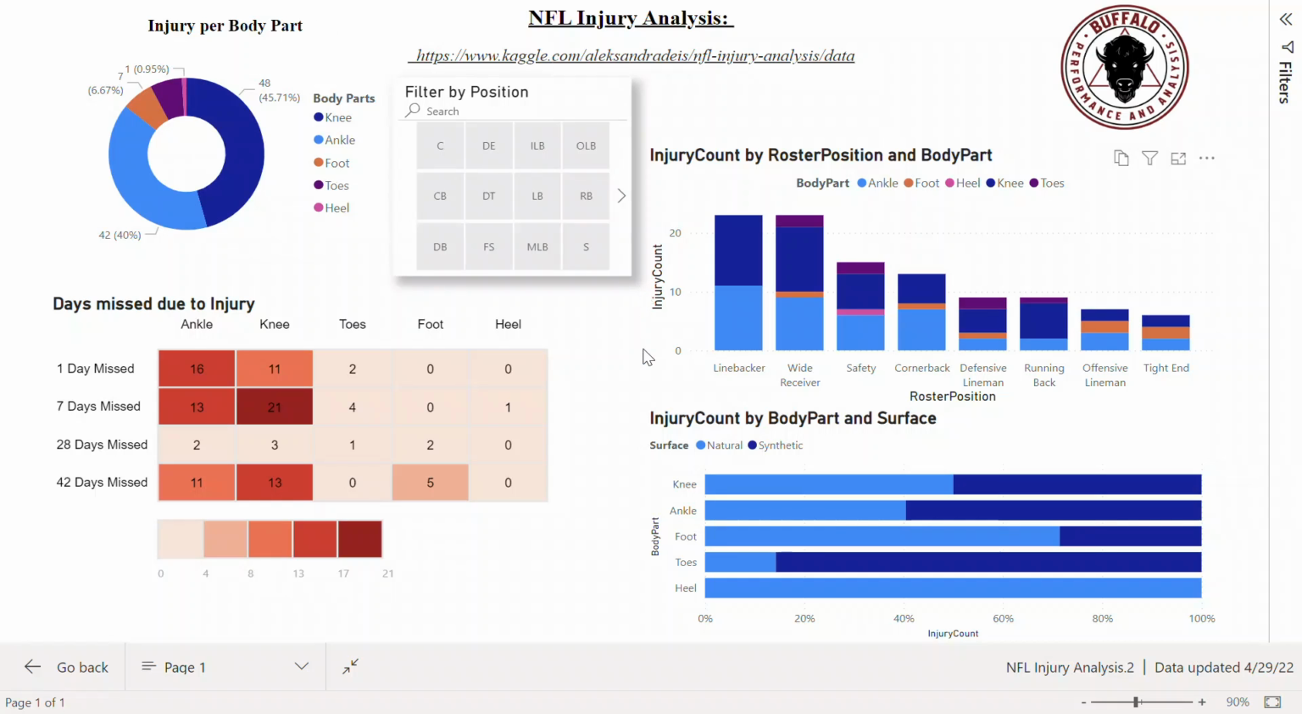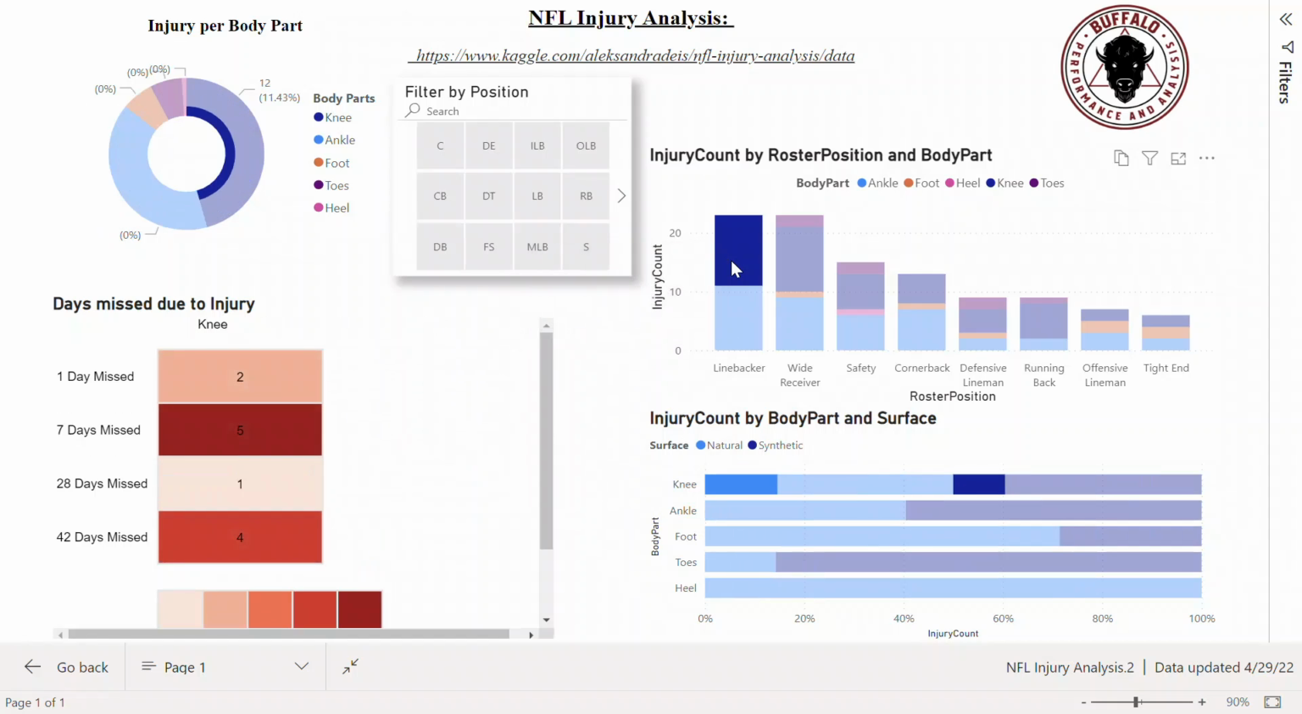So what we can actually do is we can break it down by position. We see that of the 23 injuries that the linebackers had, 12 of them occurred at the knee and 11 occurred at the ankle. If I give this dashboard to a coach and he goes, well, why are there 12 knee injuries? What's going on with those knee injuries? We can dive deeper into that.